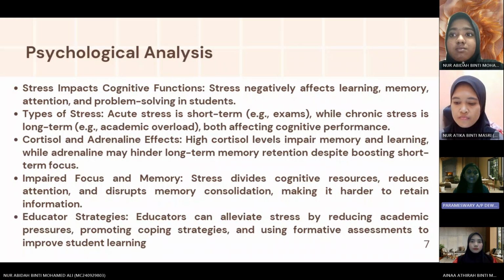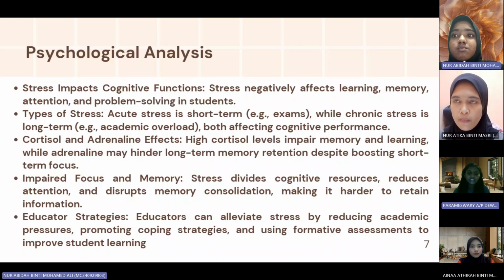Psychological method. Transactional model. Stress arises from interactions between students and their environment. For cognitive behavioral model, negative thought patterns such as perfectionism exacerbate stress. Yerkes-Dodson law, moderate stress can enhance performance, but excessive stress impairs complex tasks.